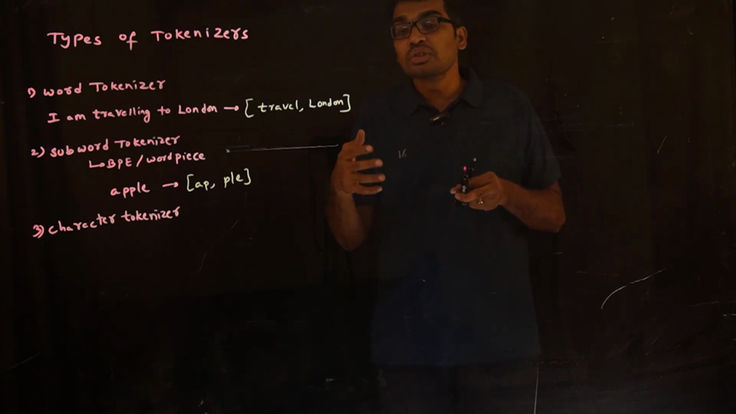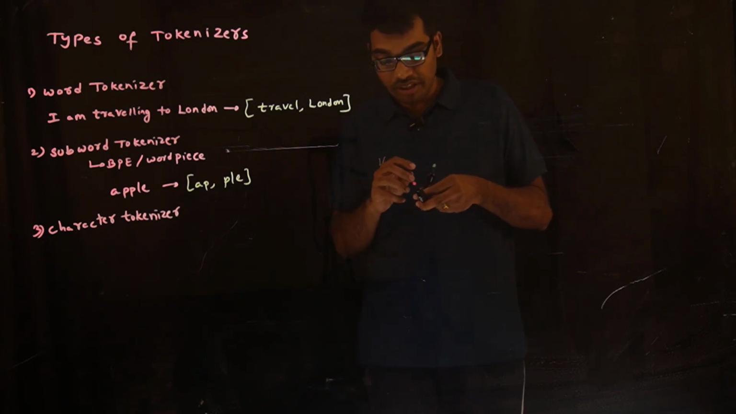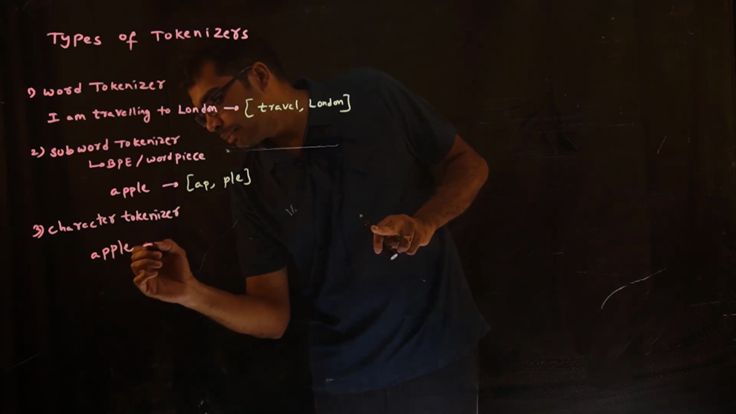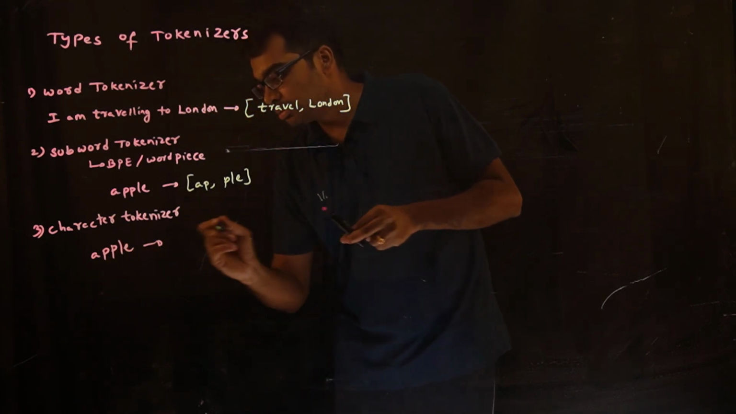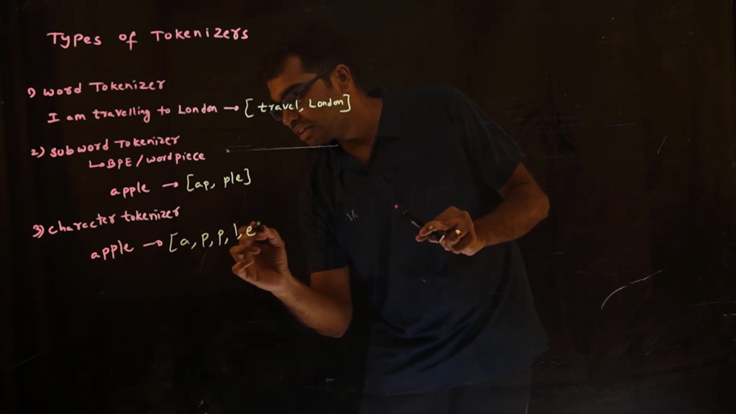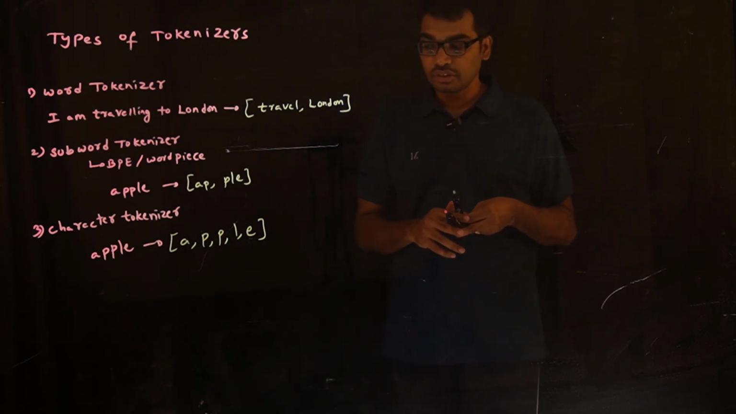The character tokenizer is also used in handwritten recognition and the like. If you take the same example, Apple, it will break down to A, P, P, L, E. So every character becomes one token. That's the character tokenizer.